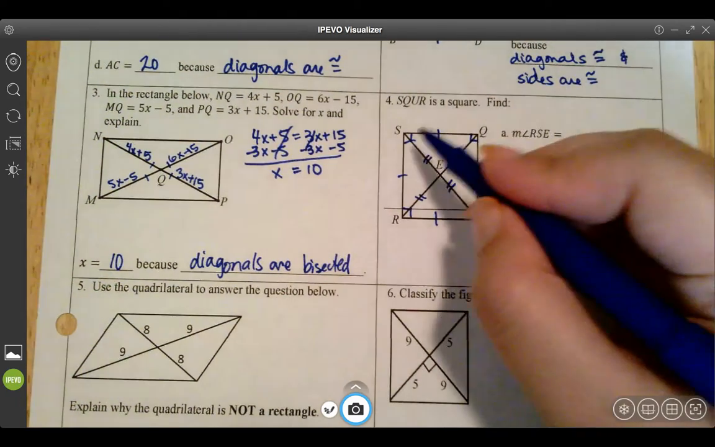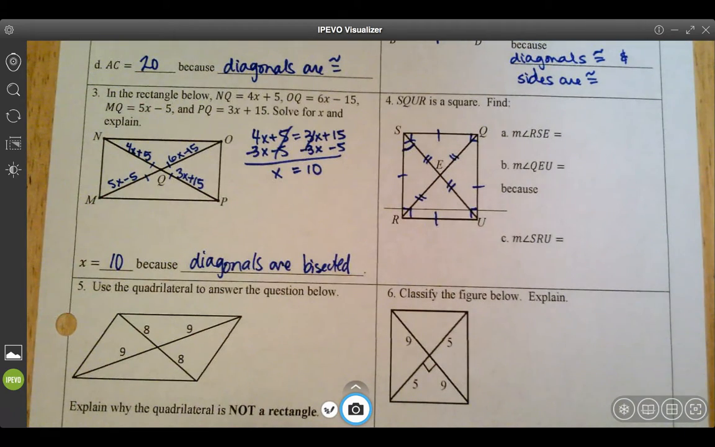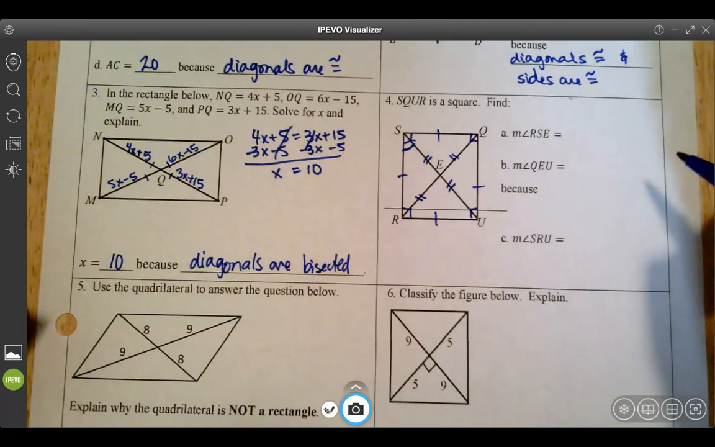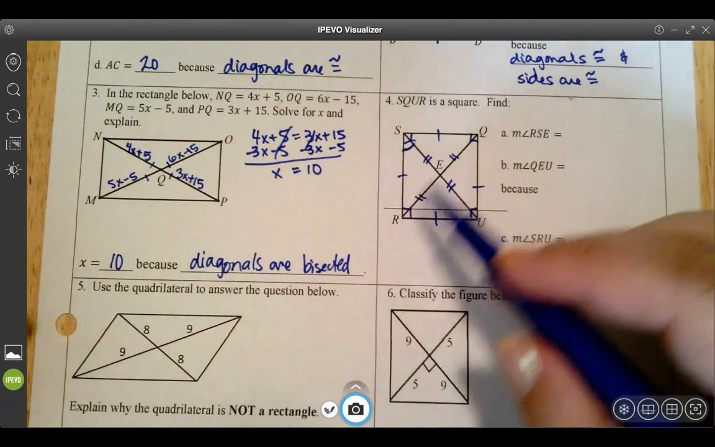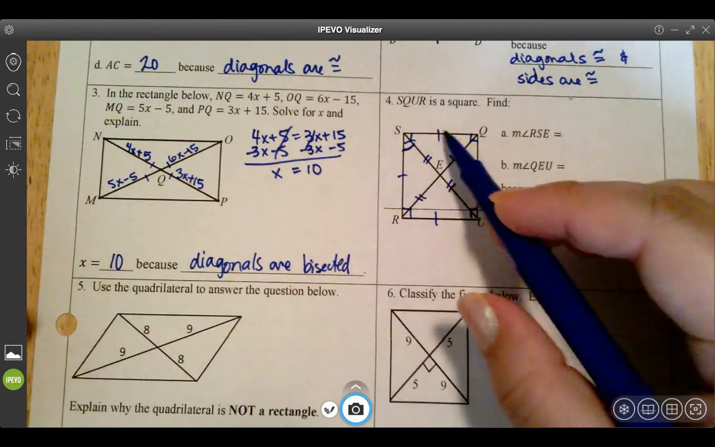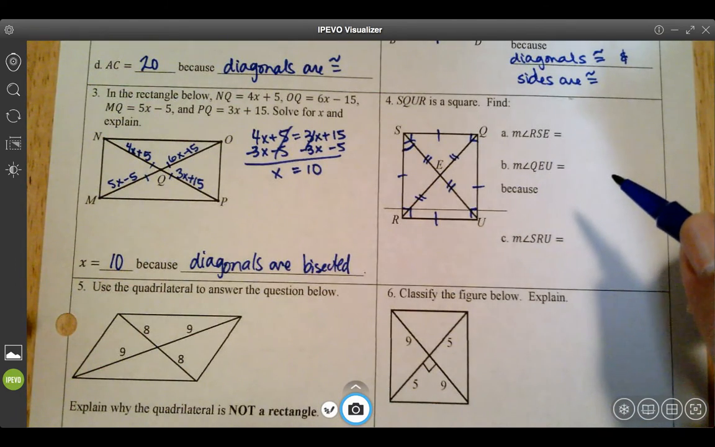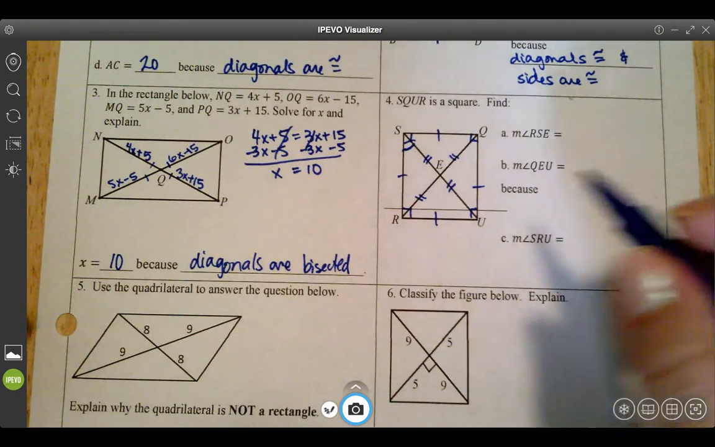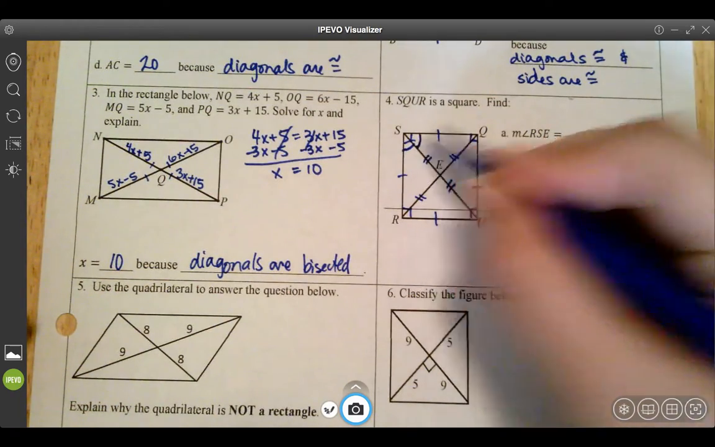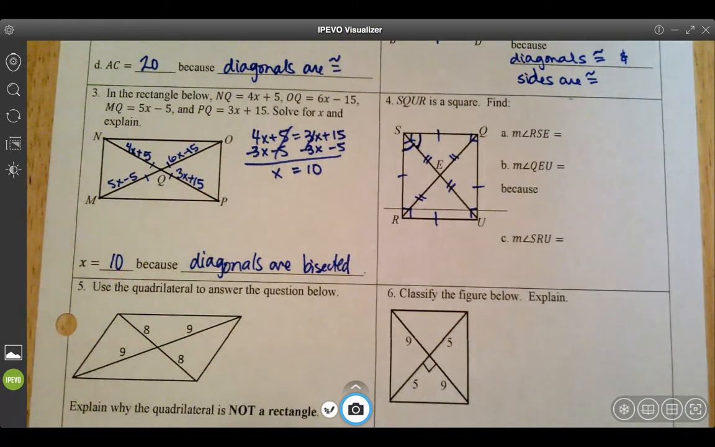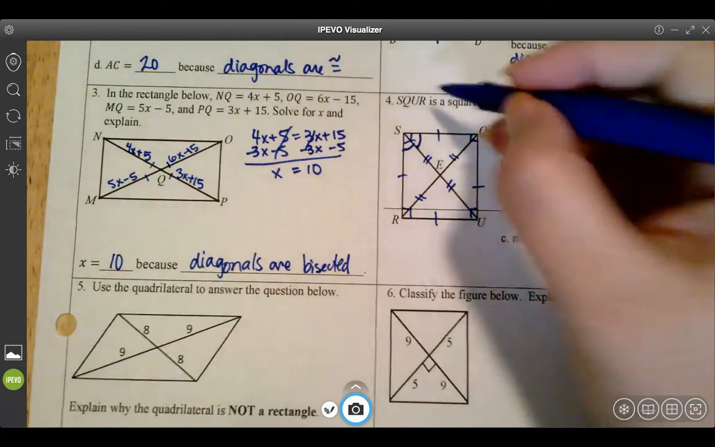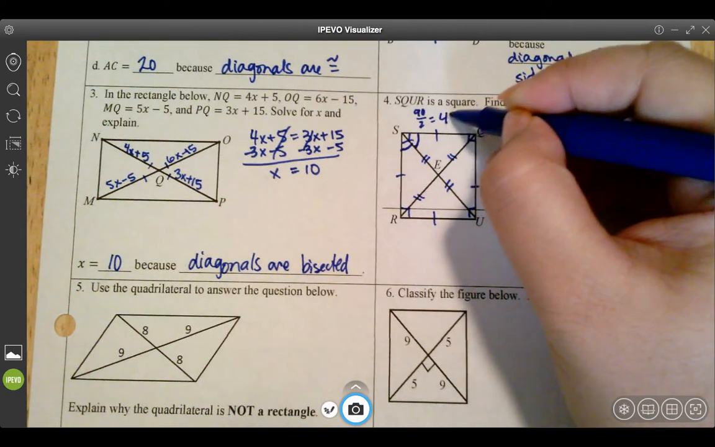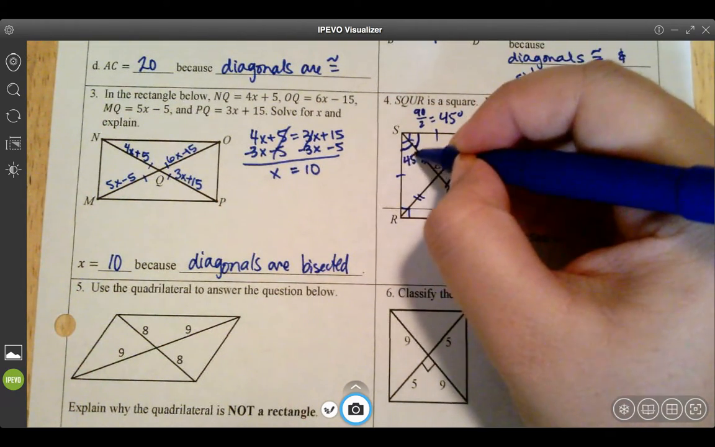Okay, so we don't know about this angle, but we do know that in a rhombus, the angles are bisected. So the question is the square a rhombus? Well, it is a parallelogram. Opposite sides are parallel, and all four sides are congruent. So yes, this is actually a rhombus, and therefore that angle is bisected. Remember, that was one of our properties of a rhombus. And since the angle is bisected, that means we took a 90-degree angle and we cut it in half. So 90 over 2 is 45 degrees. So that makes this 45 degrees.